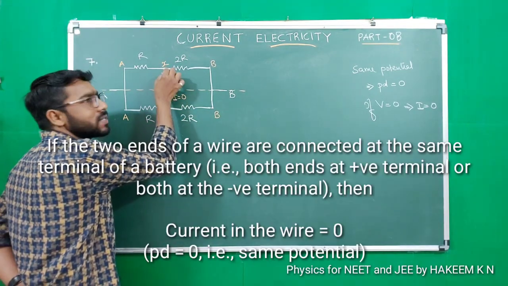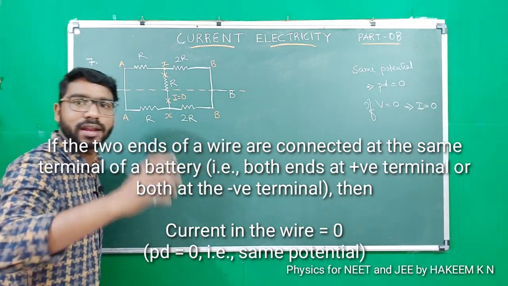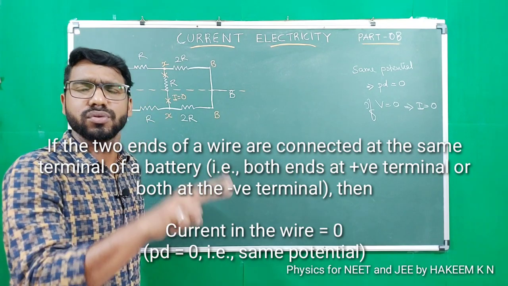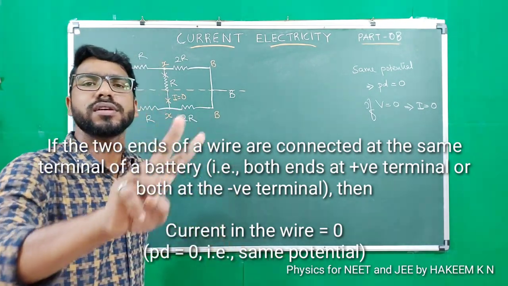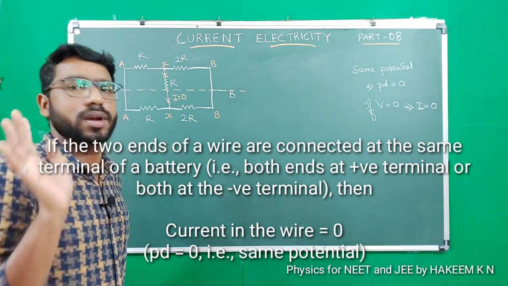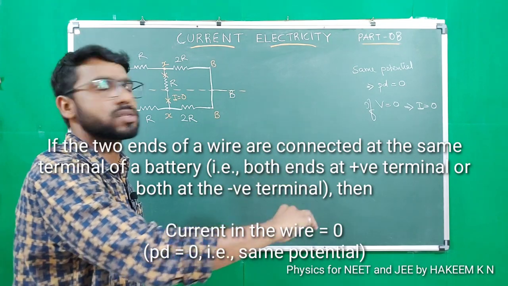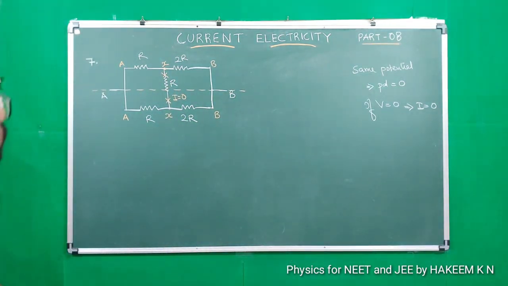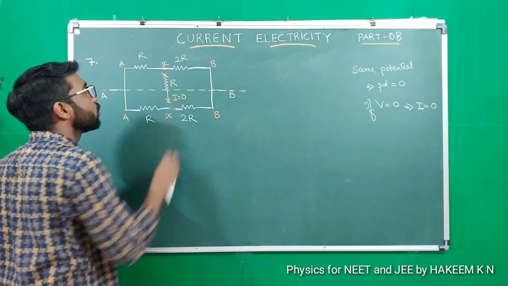If the two ends of an arm are connected at the same point of the battery, at the negative terminal, or both at the positive terminal, then there is no current. Like that, here no potential difference. That means same potential. So no current in the mid arm. Then the circuit becomes like this, without the mid arm.